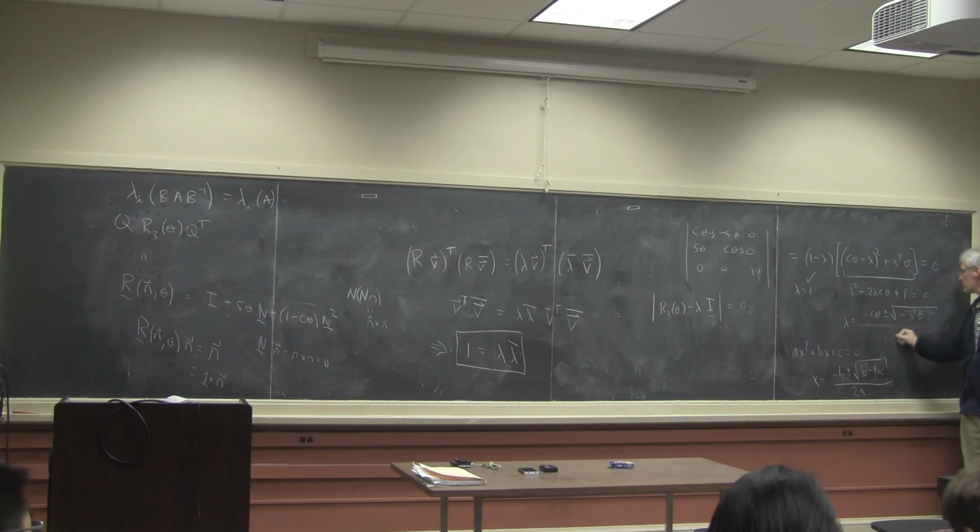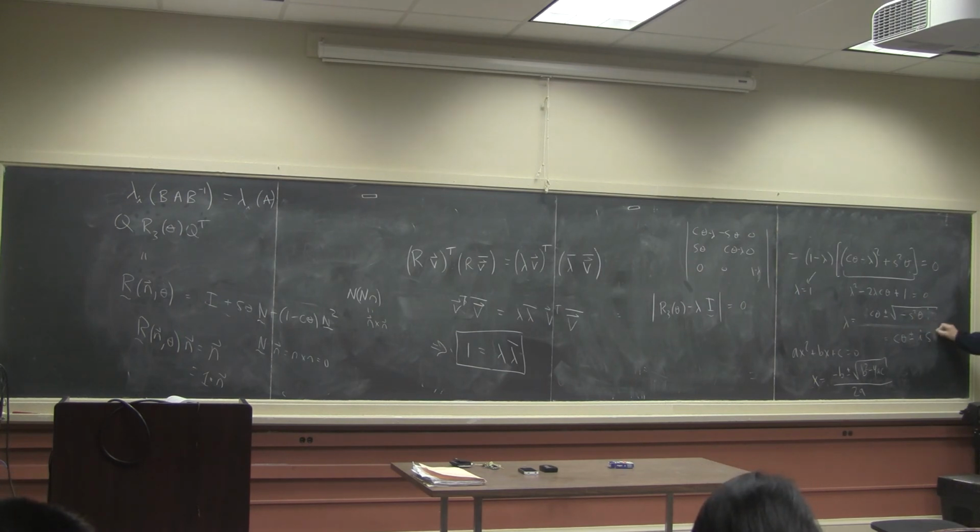So this can be written as cosine theta plus or minus, we can take the negative outside of the square root, that's an i, and the square root of sine squared of theta is sine theta. So this is e to the plus or minus i theta.